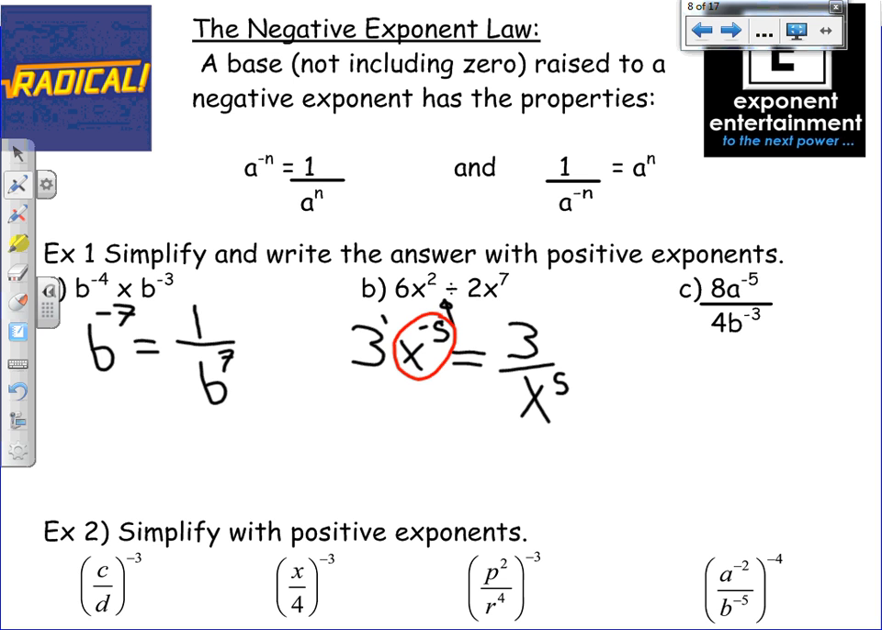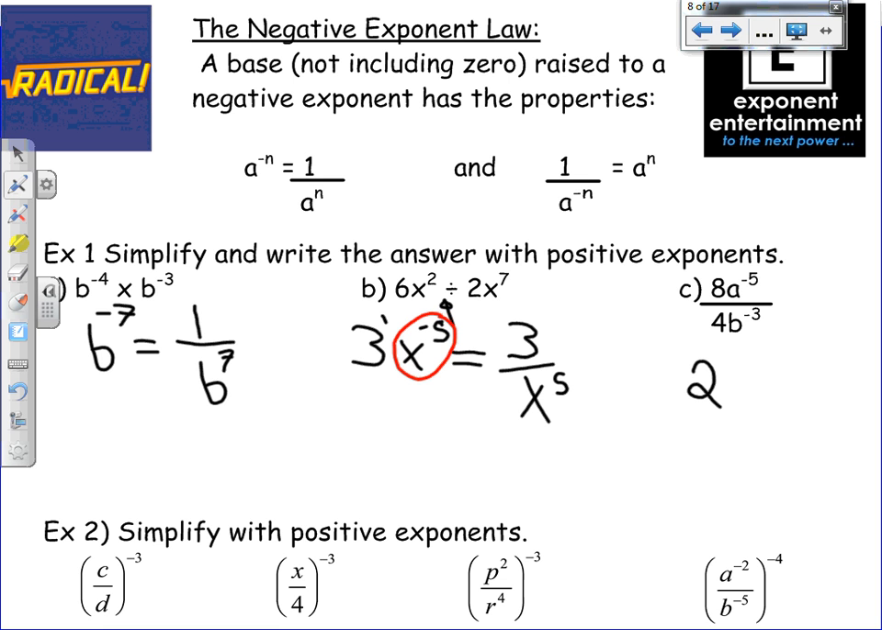This one. Deal with our coefficients. What does that give us? 2. 8 divided by 4 is 2. Here's the example we talked about earlier. What's b to the power of negative 5? Oh, it's an a, isn't it?